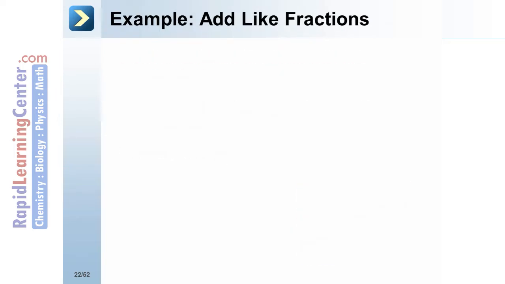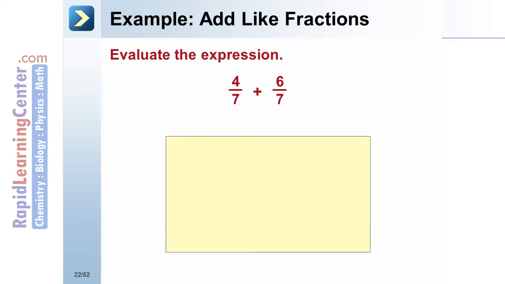Example: add like fractions. Evaluate the expression 4/7 plus 6/7. Solution: add the numerators and keep the same denominator. 4/7 plus 6/7 equals 10/7. Simplify the improper fraction to get 1 and 3/7.